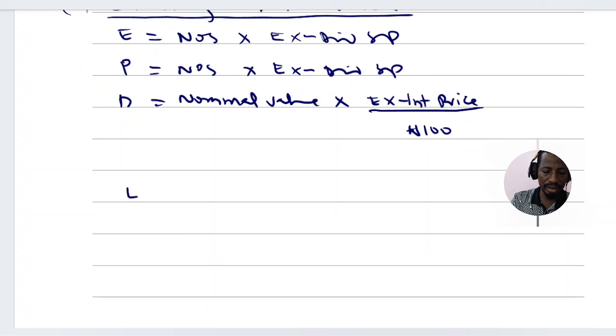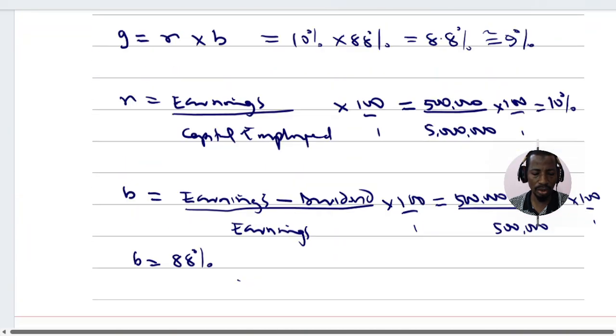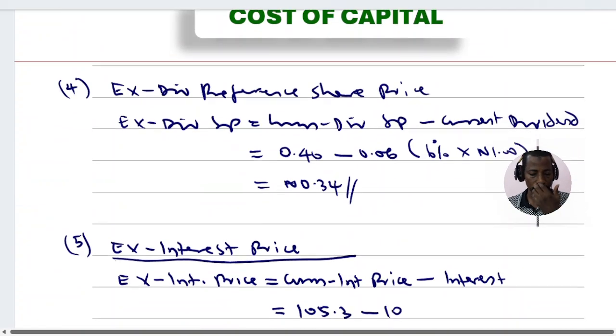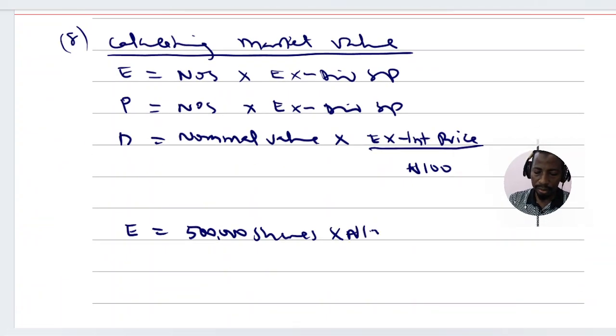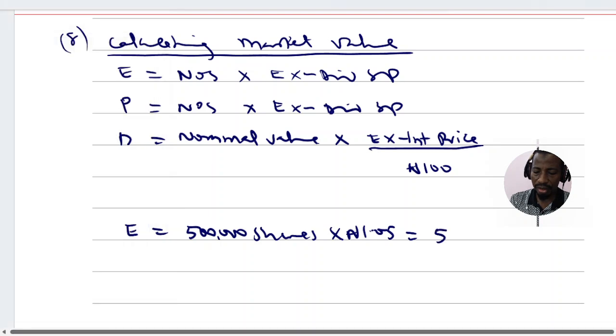So with this, equity value is equal to the number of shares, 500,000 shares, multiplied by the market value of the xdiv share price, which is 1 naira 5 kobo. Yes, this is it. So we have 500,000 multiplied by 1.05. That's 525,000 naira.